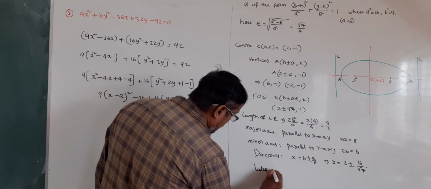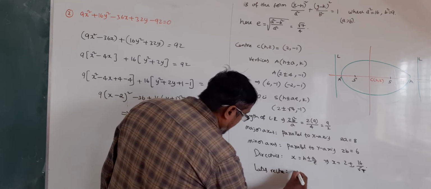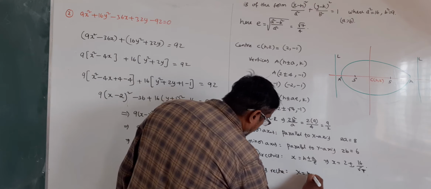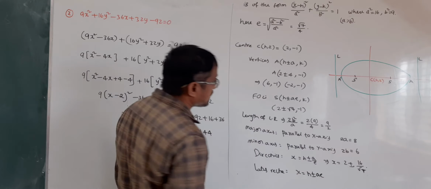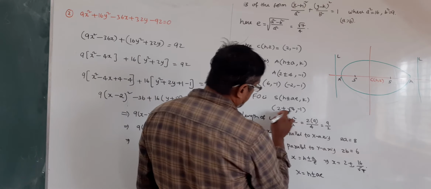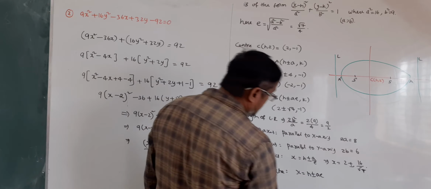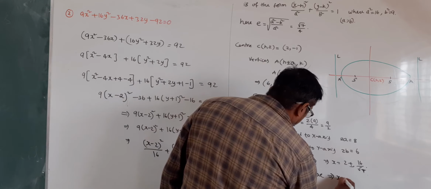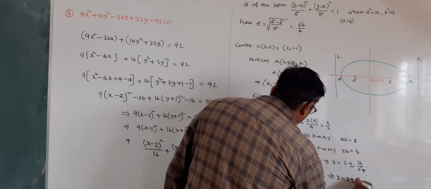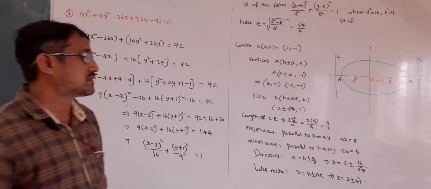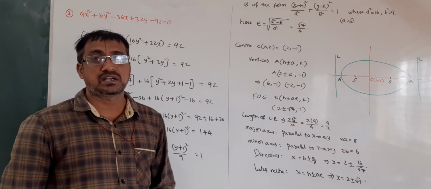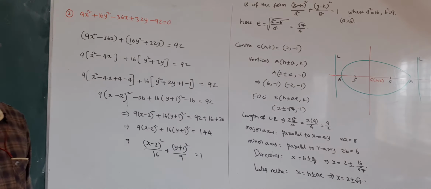Latus recta. Equation of latus recta, x is equal to h plus r minus ae. So here h plus r minus ae is 2 plus r minus root 7. So x is equal to 2 plus r minus root 7. These are the required data about the ellipse.